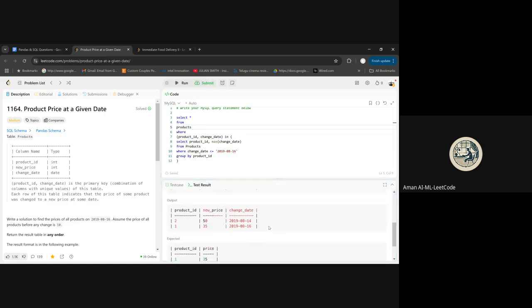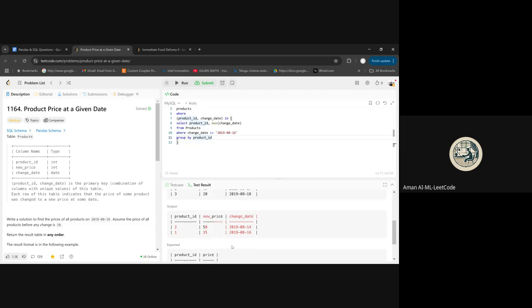All right. So we got the same condition that we have studied so far. We take this and do an in, and then we have an aggregate function inside here. Only thing changed is this change date. So we got the price of product ID 2 on this particular date. On this particular date it was 50. For product ID 1 on this particular date it was 35. Okay.